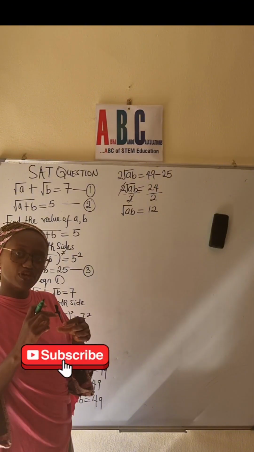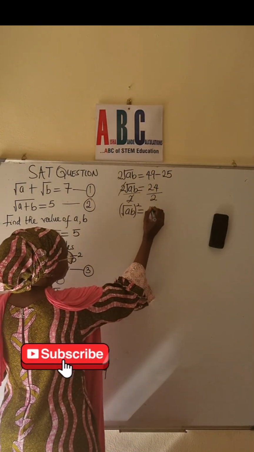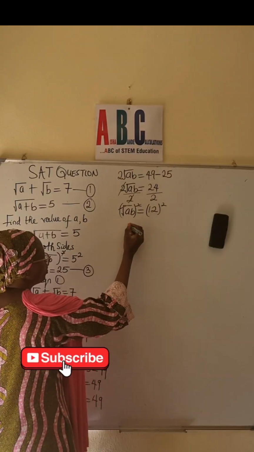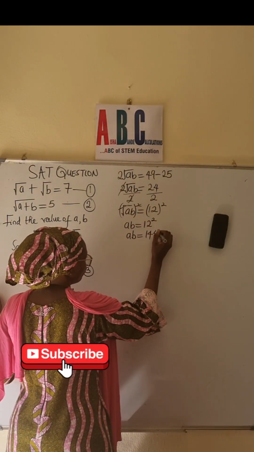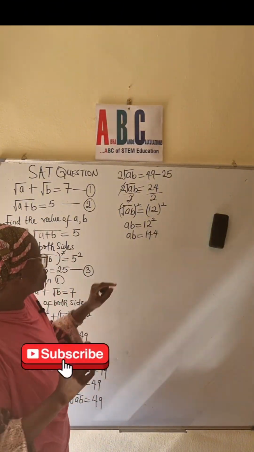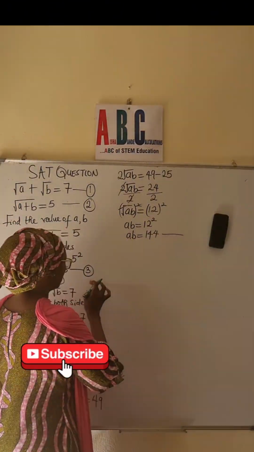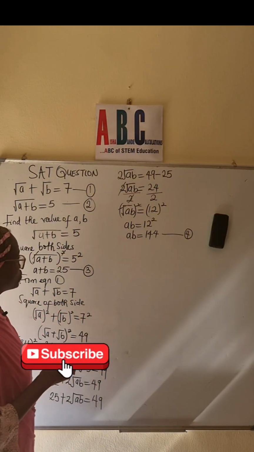But what we are looking for is the value of AB, not the square root of AB. So we square both sides. The square root cancels the square, and we are left with AB is equal to 12 squared. 12 squared means 12 times 12, which is 144. So AB is equal to 144. Since the last equation we have is equation 3, we call this new equation 4. So now we have 4 equations, and let's see what we can do.